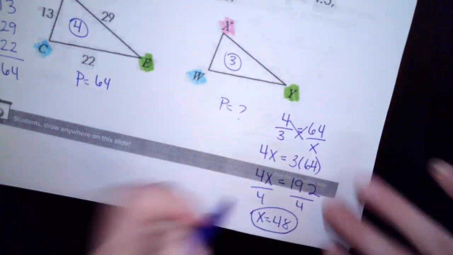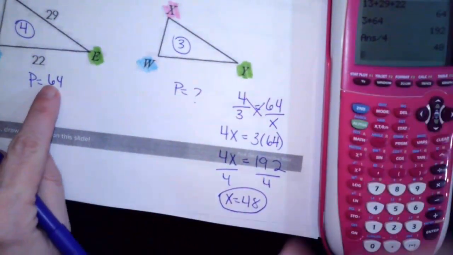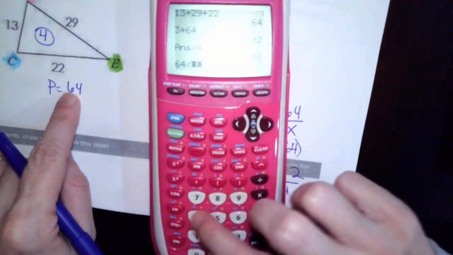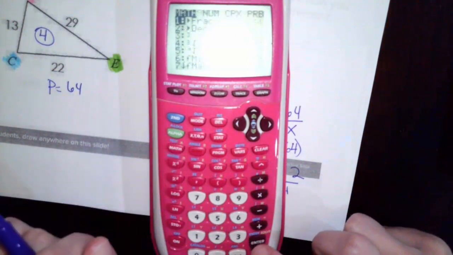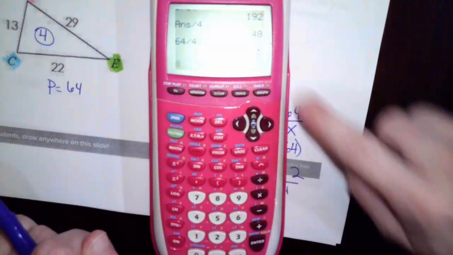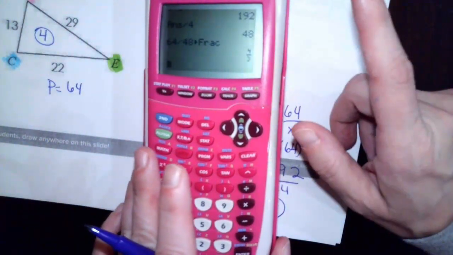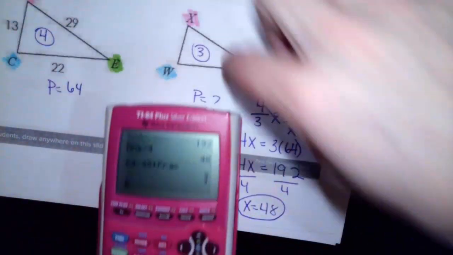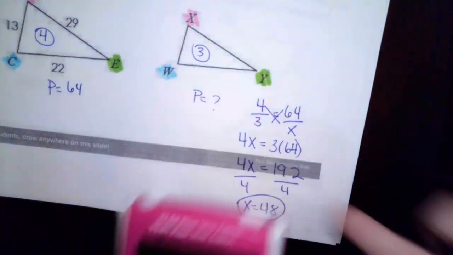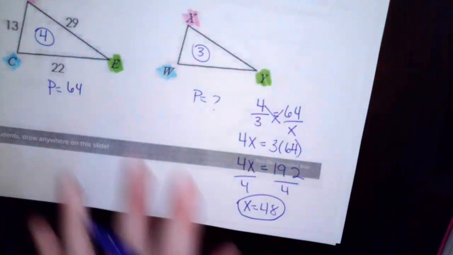All right. So just to double check, if I put 64 over 48 into the calculator and then reduce the fraction, which is math, enter, one of the coolest keys on this calculator, I get 4/3. I can't see that very well, but you get 4/3, which means it's the same ratio, right? 4 over 3, and my calculator said 4 over 3 with the perimeters as well. So 48 is your answer.